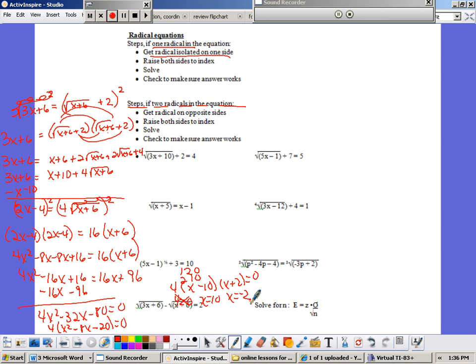3 times 10 is 30. 30 plus 6 is 36. So that would give me 6 here. 10 plus 6, 16. Square root of 16 is 4. 6 minus 4 equals 2. 2 equals 2. This one works. That one doesn't. But a lot of work to get it down to where it's at.